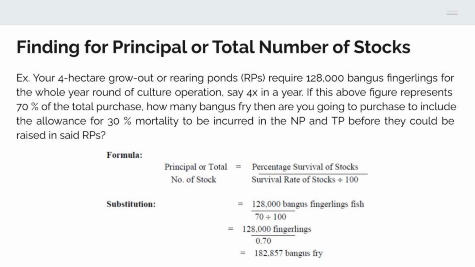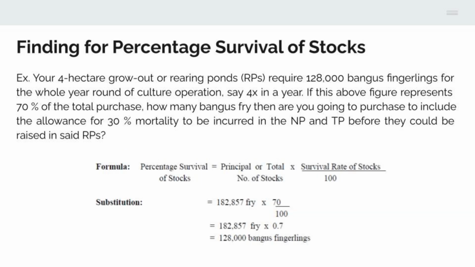So to ensure that 128,000 bangus fingerlings make it to grow out ponds, we need to start with 182,857 fry, factoring in the 30% expected mortality during early stages. Now let's determine the percentage survival of stocks. This tells us what portion of the total purchased fry successfully reached the grow out stage.